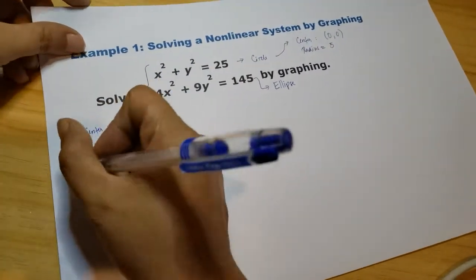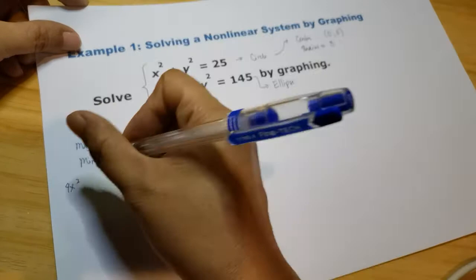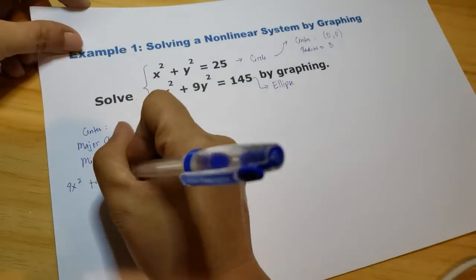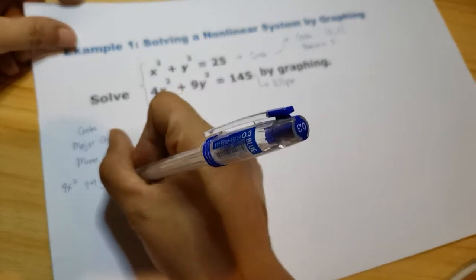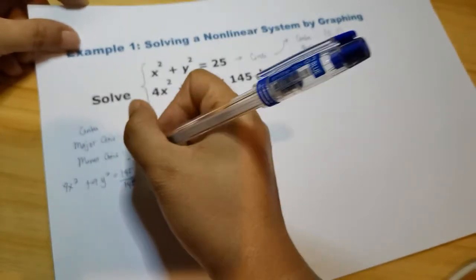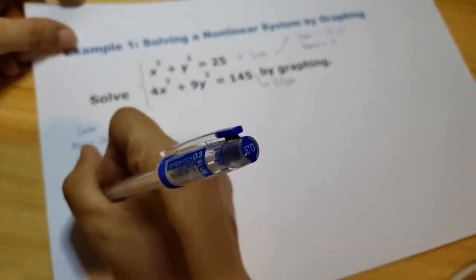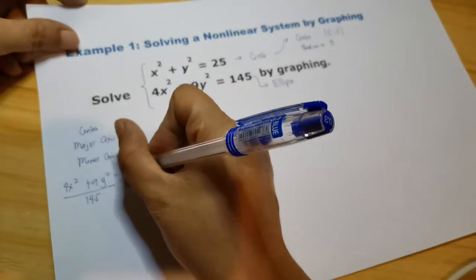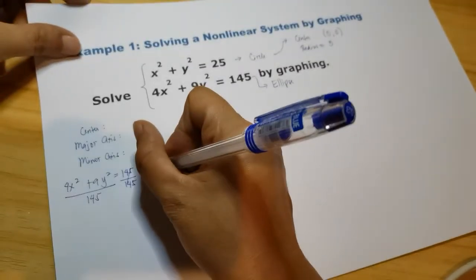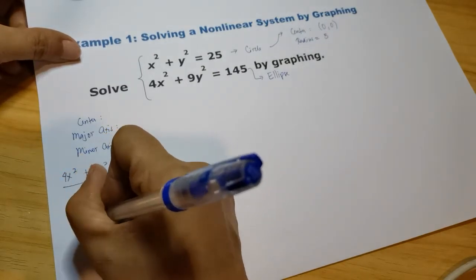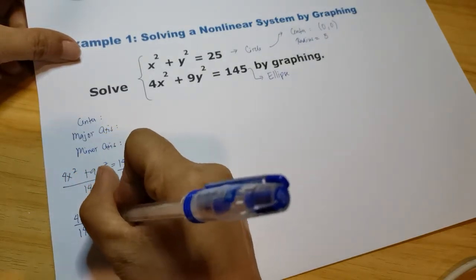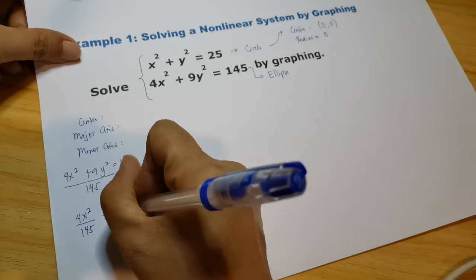We have 4x squared plus 9y squared equals 145. This should be equal to 1, so let us divide both sides by 145. When we cancel that, we get 1. And so we have 4x squared over 145 plus 9y squared over 145 equals 1.